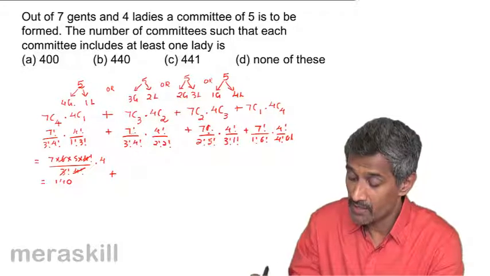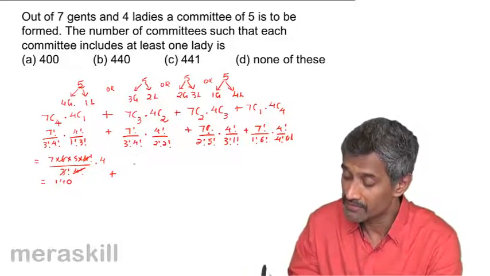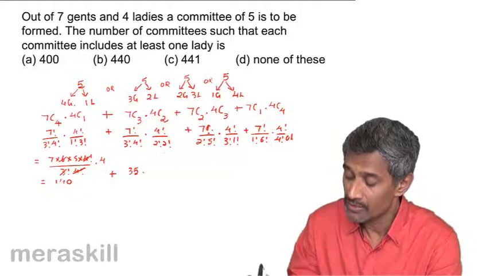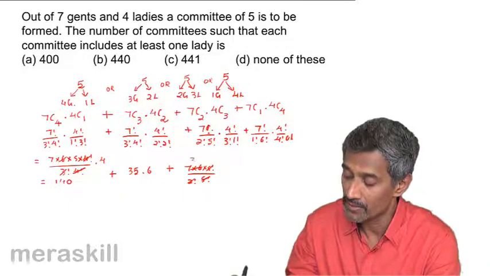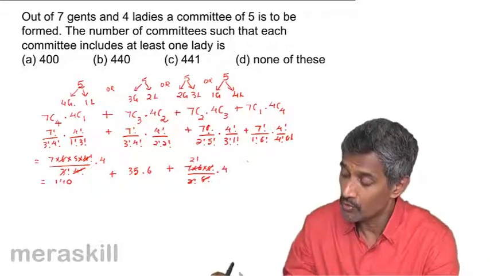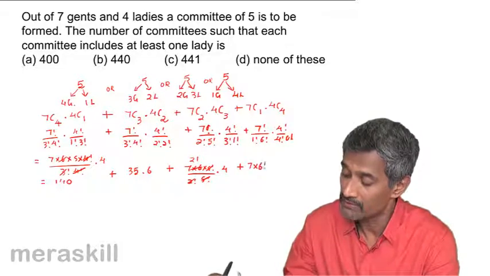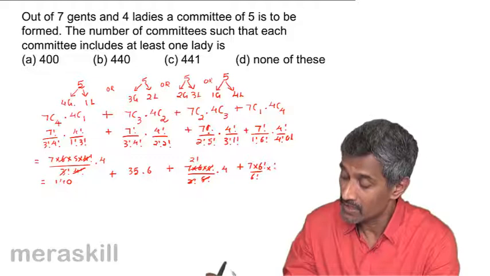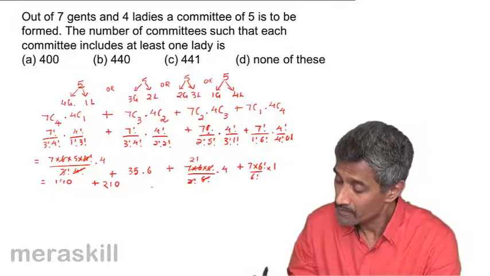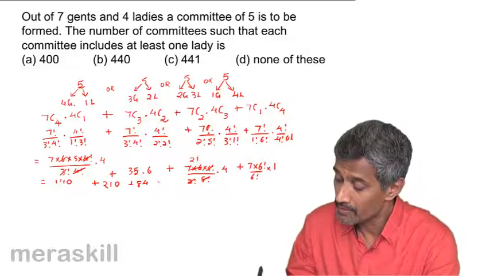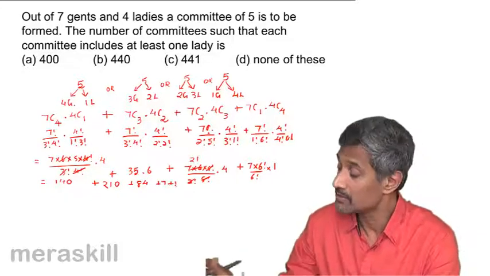And this would be again the same, which would be 35, and this is into 6, which will turn out to be this, and this would be 7 into 6 into 5 factorial upon 5 factorial into 2. This gets cancelled, so this becomes 21 into 4, and this would be 7 into 6 factorial, and this would be in any case 1. So that turns out to be 140, and this will turn out to be 210, and this will be 84 plus 7 plus 1.